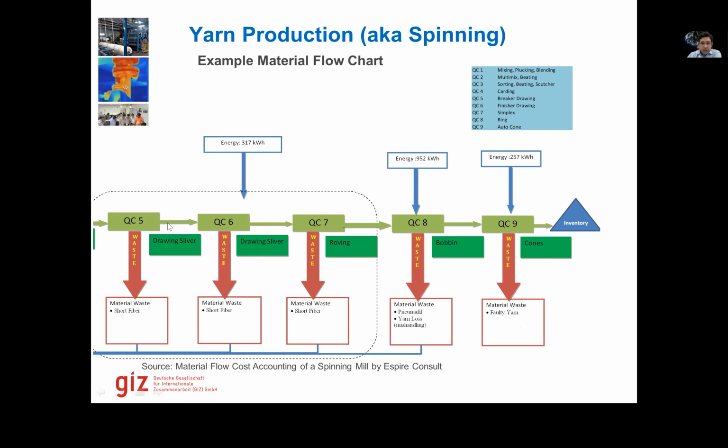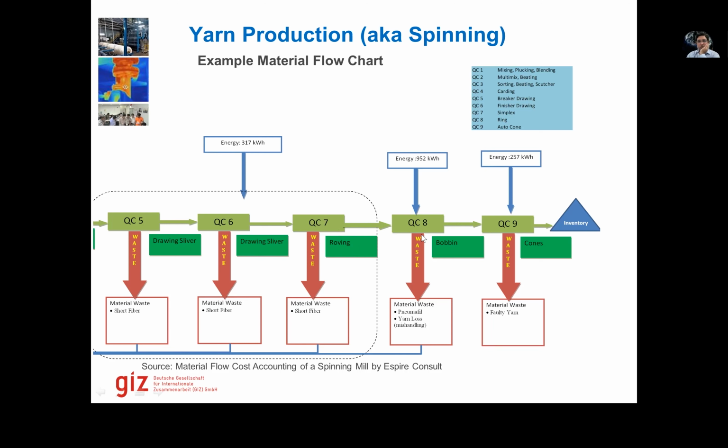Going forward, the sliver enters the drawing process, where we have a 2, 3 or 4 stage drawing process, depending on how long we want the yarn to be. What this drawing process does is thin the rope and elongate the sliver. It is still called a sliver because we have not twisted it at the moment, and we have not converted it into yarn. We further do this in QC7, sometimes also called the simplex process.